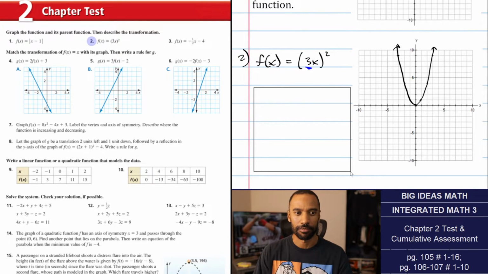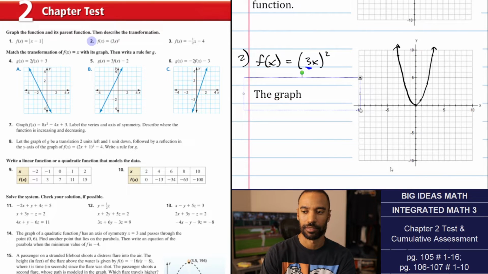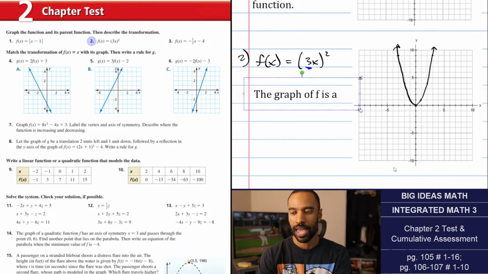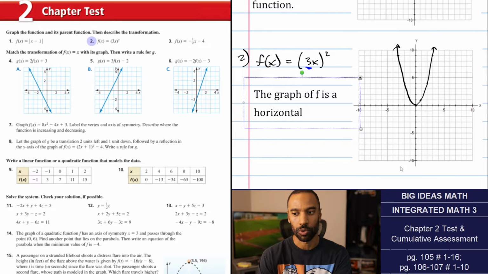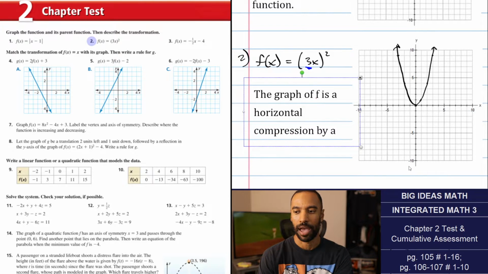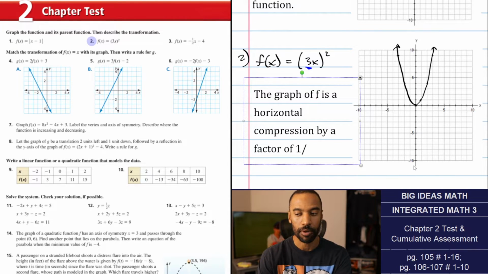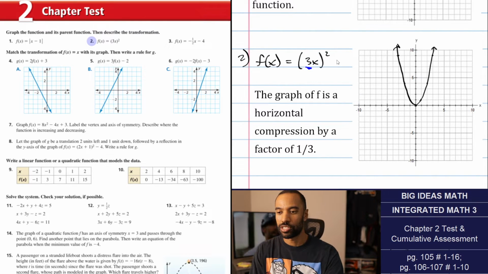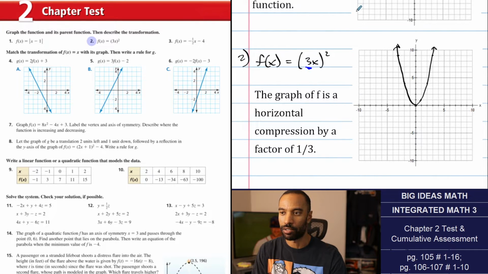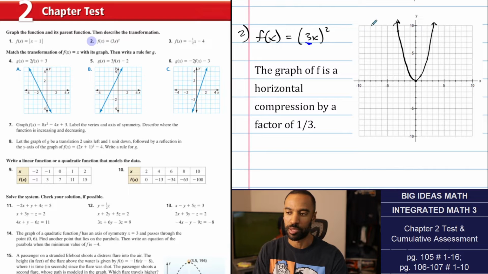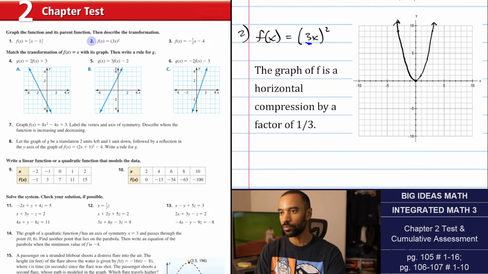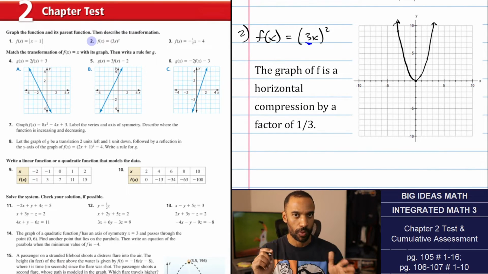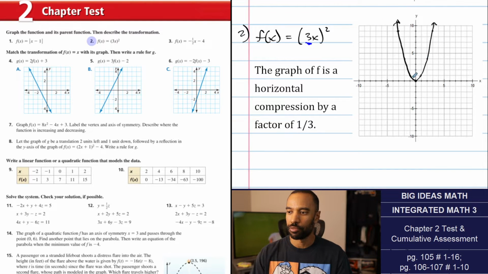The graph of f is a horizontal compression or shrink by a factor of not 3, but 1/3. Our x's need to be a third of the size that they should have normally been because they're about to be 3 times larger than they were. So the tricky part about this is if we use the 1/3 compression, so we take a third of the horizontal bits.